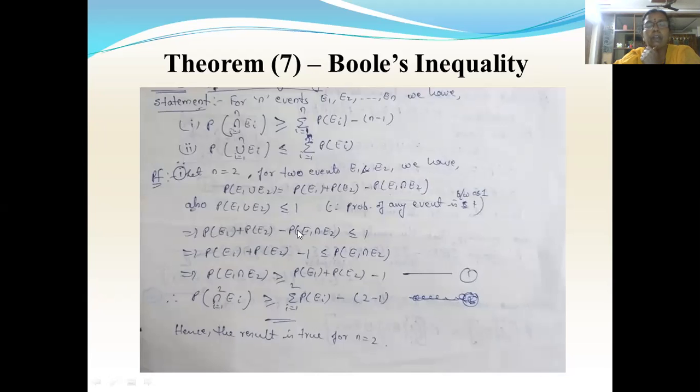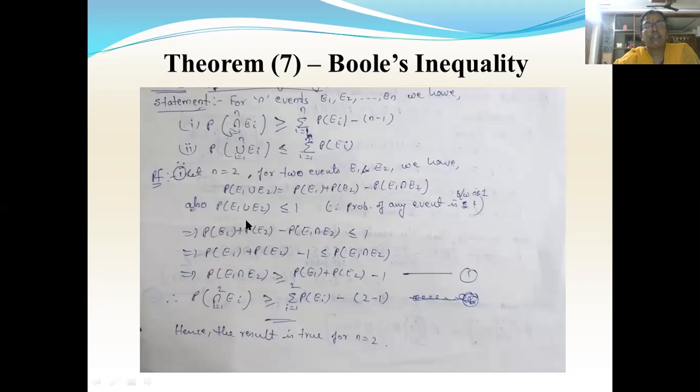This 1, I'll bring it to the LHS, so it will become minus 1 less than or equal to this intersection term. I'll take it to the RHS side. So it will be P of E1 intersection E2. Again, I can rewrite this as P of E1 intersection E2 is greater than or equal to P of E1 plus P of E2 minus 1.